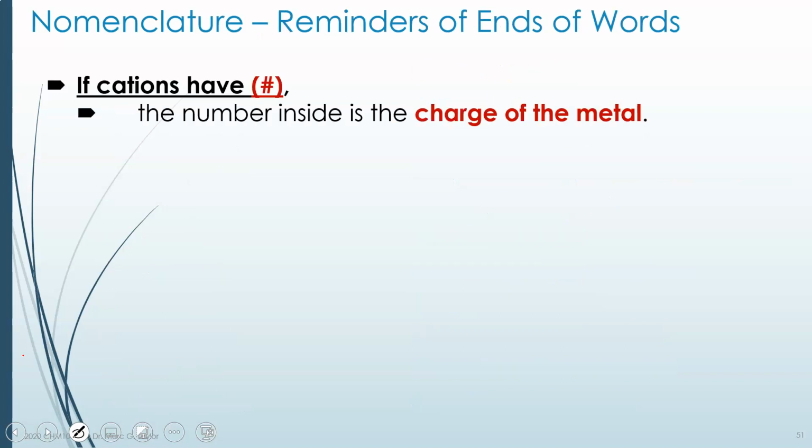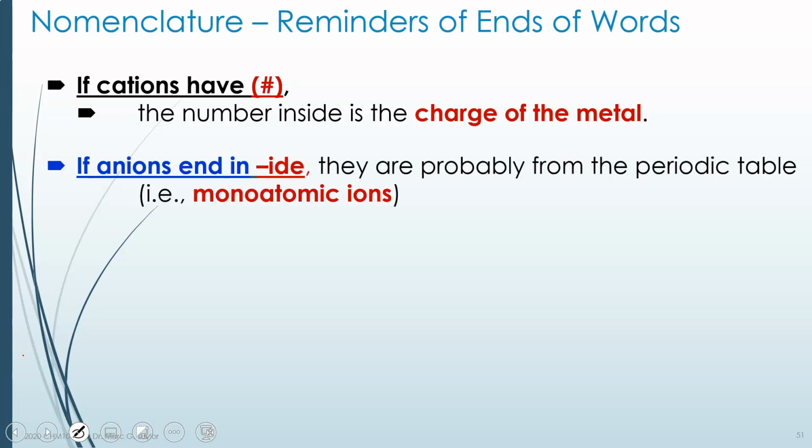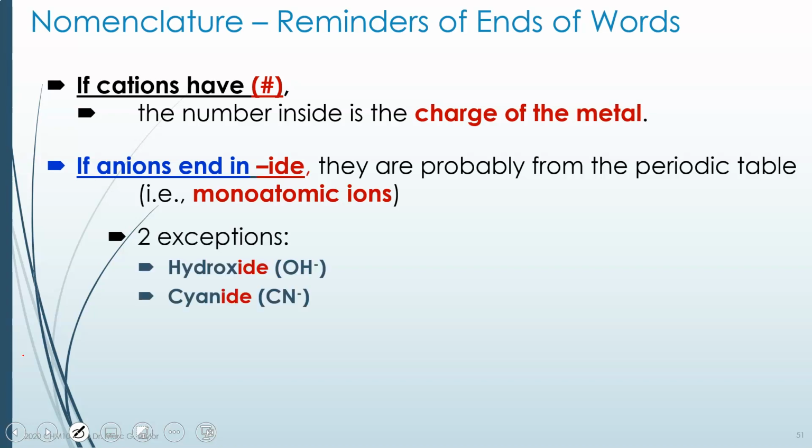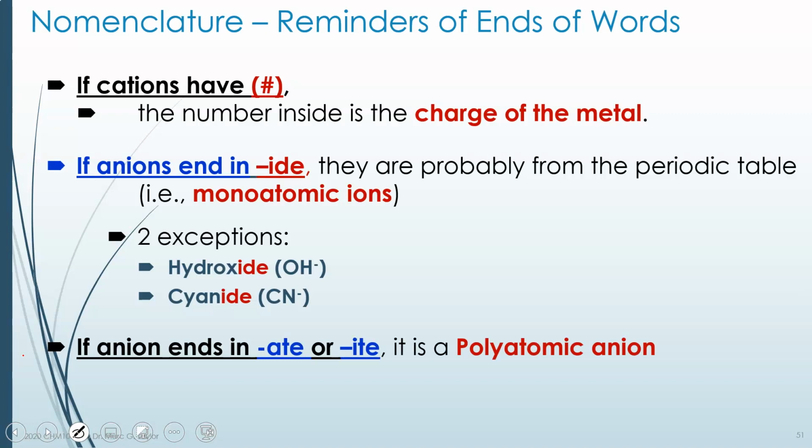And with that, let's review. So if the cations have a number, that's the charge in the metal. You have to write a positive when you write the charge, but that is the charge in Roman numerals. The anions will end in "ide" for all of the monoatomic ions. The exceptions are hydroxide and cyanide. Those are the only polyatomics that you are learning that end in "ide." All the rest end in "ite" or "ate."